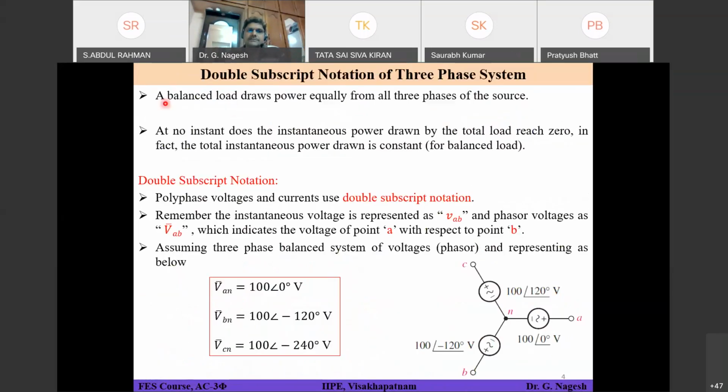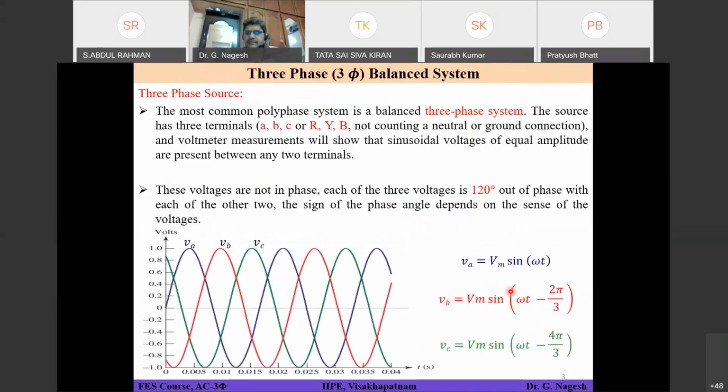A balanced load draws power equally from all the three phases of the source. What we have seen just now is called a balanced source voltage. Balanced means, as we have already seen, a 120 degrees phase shift should exist between any two phases, and the amplitude of each phase should be the same. So if you see here, VA maximum value is Vm, VB maximum value is Vm, VC maximum value is Vm.